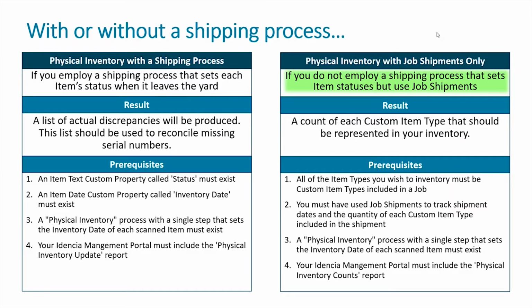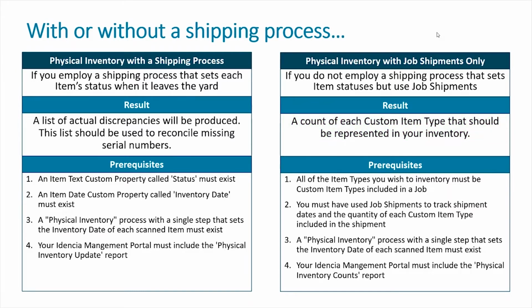If you're not tracking the actual items as they leave the yard, then the result of the physical inventory process will be just a count of each custom item type that should be in your yard, along with how many you scanned when you did the physical inventory, and we'll tell you what the difference is. So you can see the counts if you're off. I'll go through both of these processes so you can see how they work.